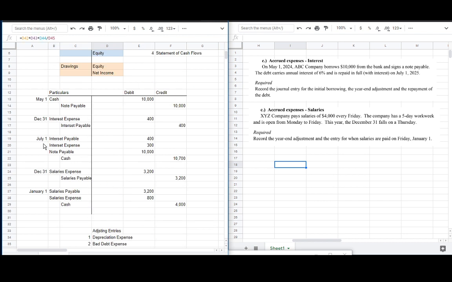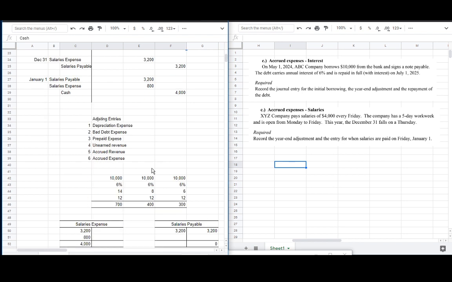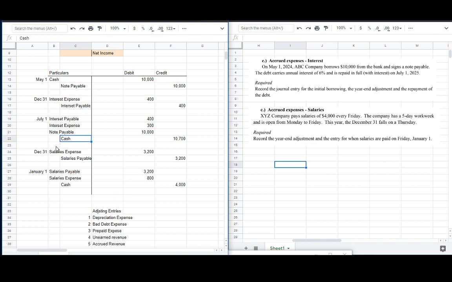So here on July 1, we cancel out the notes payable of 10,000 earlier. We cancel out the interest payable earlier, and we pay the full amount, the principal plus interest. 10,000 plus 700 equals 10,700. So this is for problem number 1.